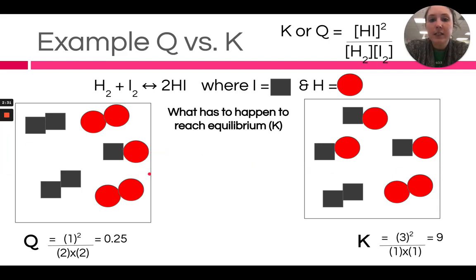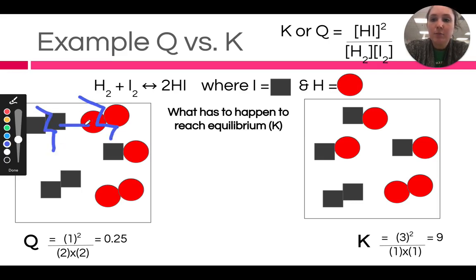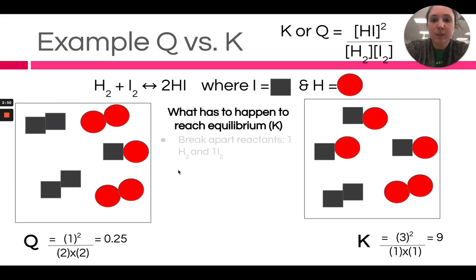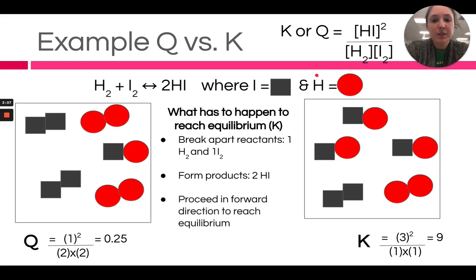So when I think about how do I make this box look like this box? Well, it looks like I need to break apart one of these reactants and break apart another one of these and get them to combine together to form some new products. So I need to break apart my reactants and form 2 more products. And if I do that, this box will turn into this box. And so I'm breaking reactants and forming products. So this is proceeding in the forward direction to reach equilibrium.